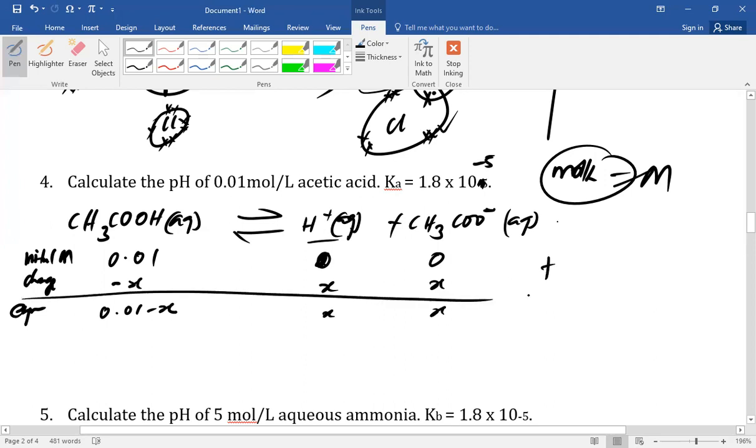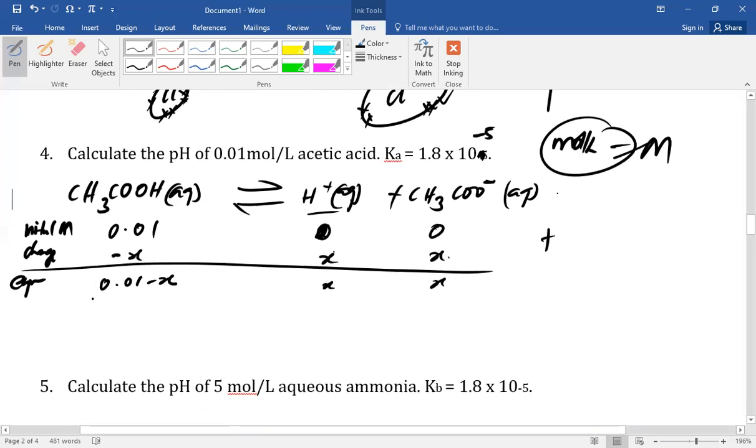So how do we get these values? What we do is we add what is there. So here 0 plus x, 0 plus x, and 0.01 plus negative x. And that's how we have those values. Yeah. So now, what we are going to do is the Ka is given by, so it's more like we have the equilibrium constant for dissociation. So the equilibrium constant is going to, first we consider the product, which is of this H3O plus and acetate.